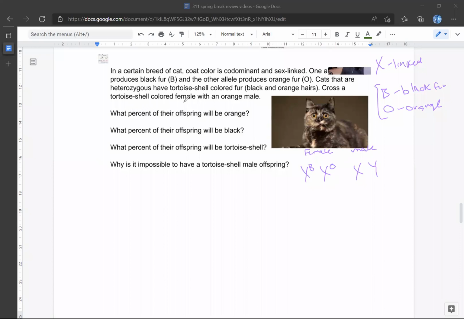And this female mates with an orange male. So obviously, since this is X-linked, we assume the Y chromosome is not going to have anything to do with color. The color gene is not present on this Y chromosome. So it's going to be on the X chromosome, the only X chromosome that this male has. So these are our parental phenotypes. And if we cross them, let's see what happens. So we can do a cute little Punnett square.